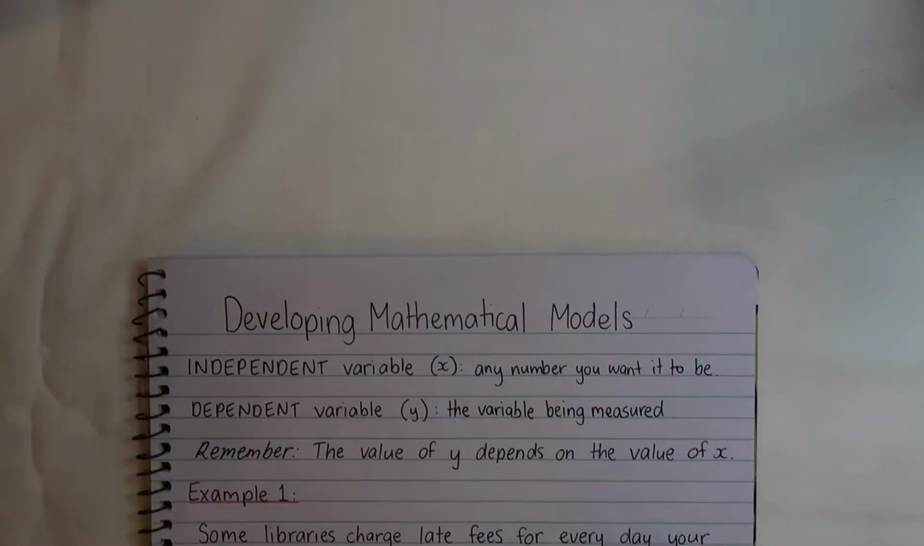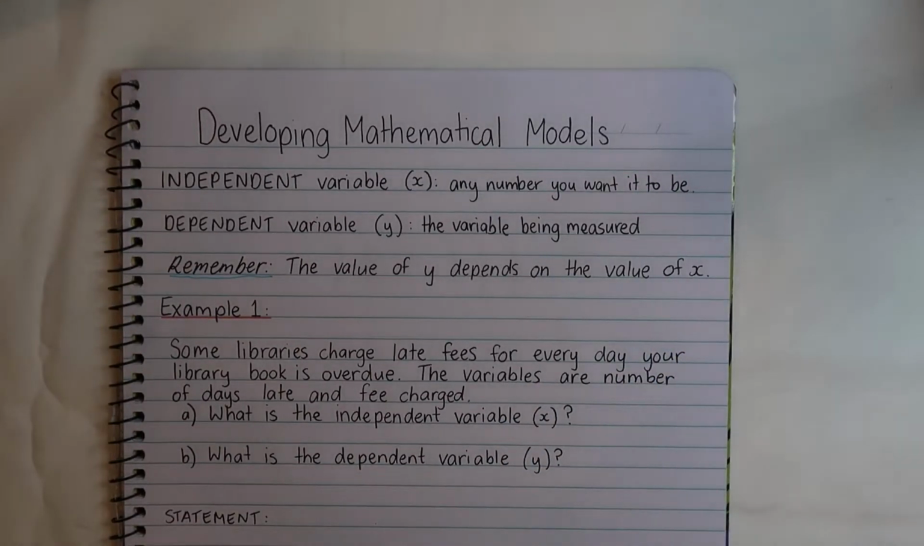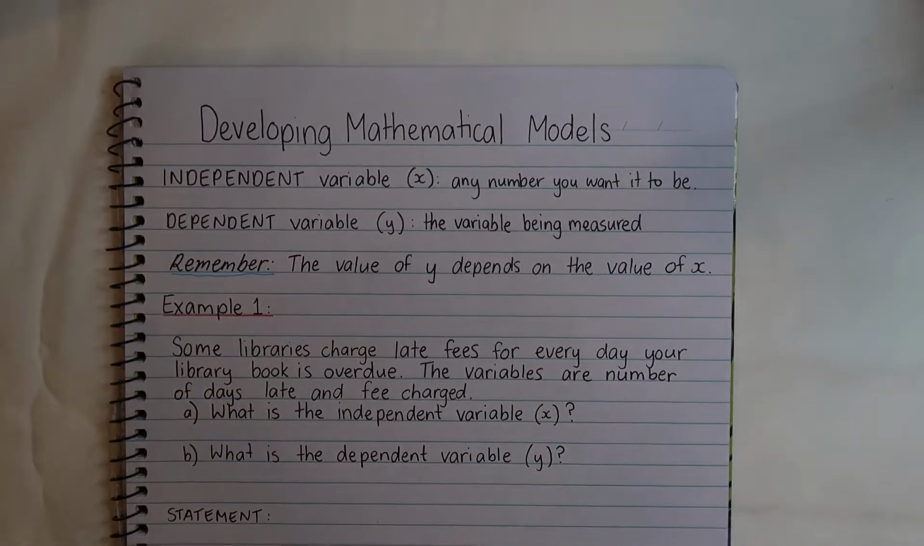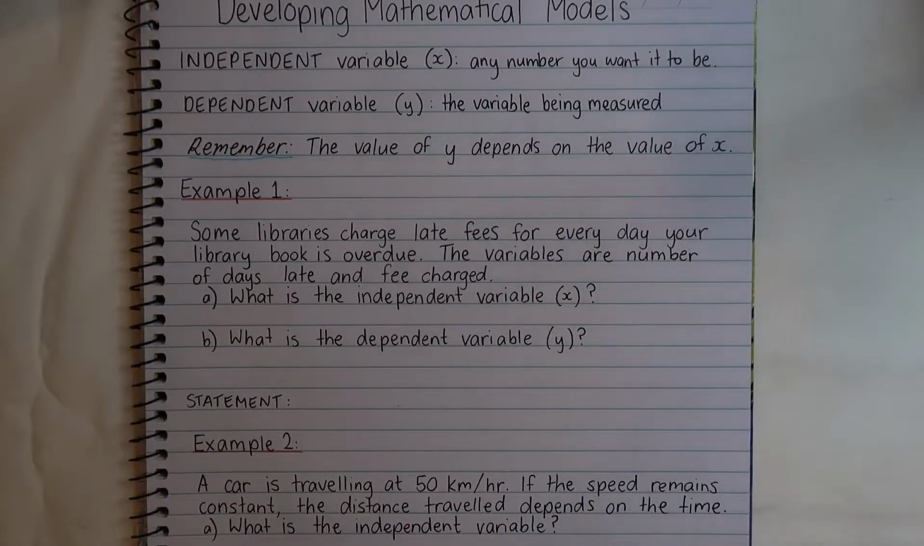So let's take that away. So just remember, this is the easiest way to remember it. The value of y depends on the value of x. Okay, so let's have a look at a few examples to try and wrap our heads around these two definitions. So example 1, we have some libraries charge late fees for every day your library book is overdue. The variables are number of days late and fee charged. So which one is our independent variable and which one is our dependent variable?